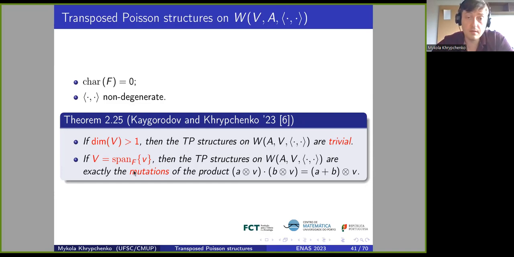So we have the TP structures that are mutations of the group algebra structure, which in terms of the elements of this algebra can be written as follows here. So we have the description of TP structures in this case. Again, either mutations or trivial.